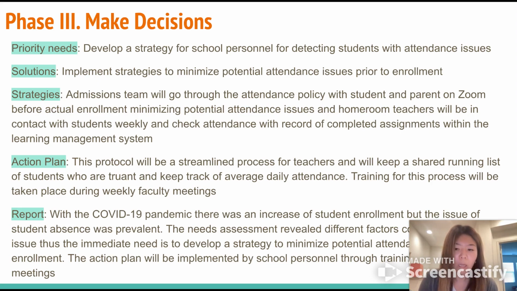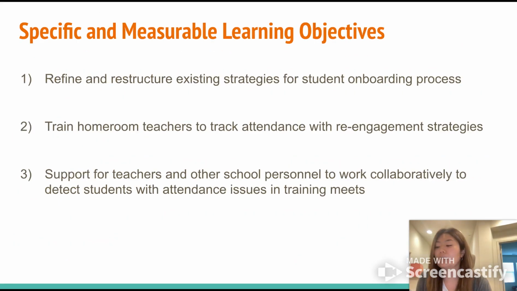So the final report for phase three would be, with the COVID-19 pandemic, there was an increase of student enrollment, but the issue was student absence. That was prevalent. The needs assessment revealed different factors contributing to this issue. Thus, the immediate need is to develop a strategy to minimize potential attendance issues. So the action plan will be implemented by the school personnel through training in our faculty meetings. So with that, the needs assessment is done.